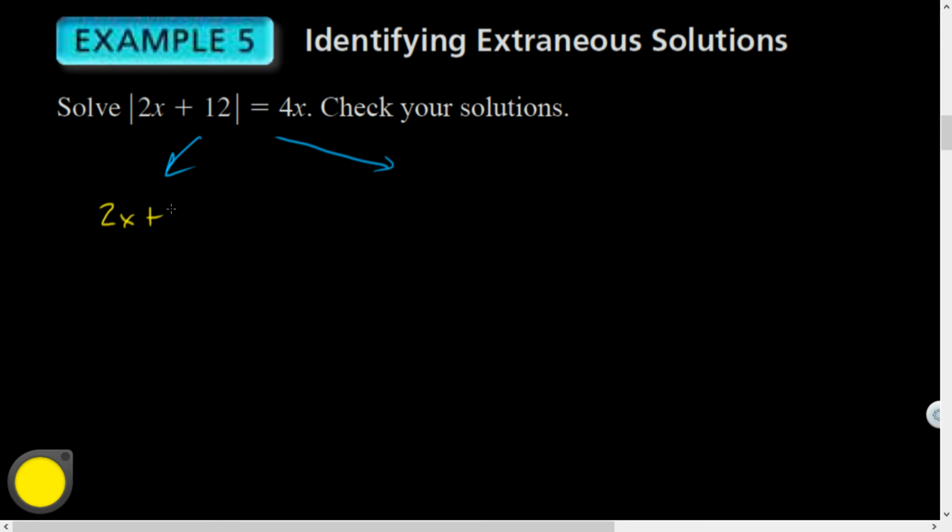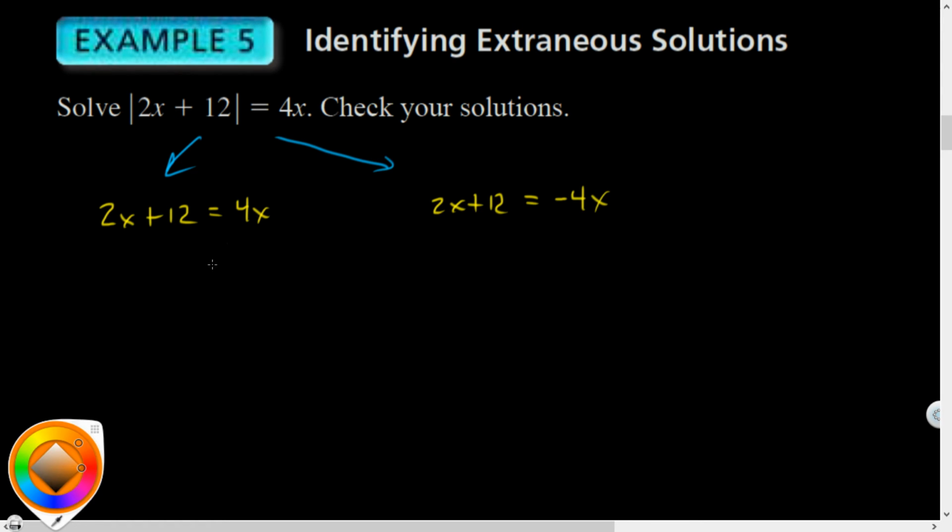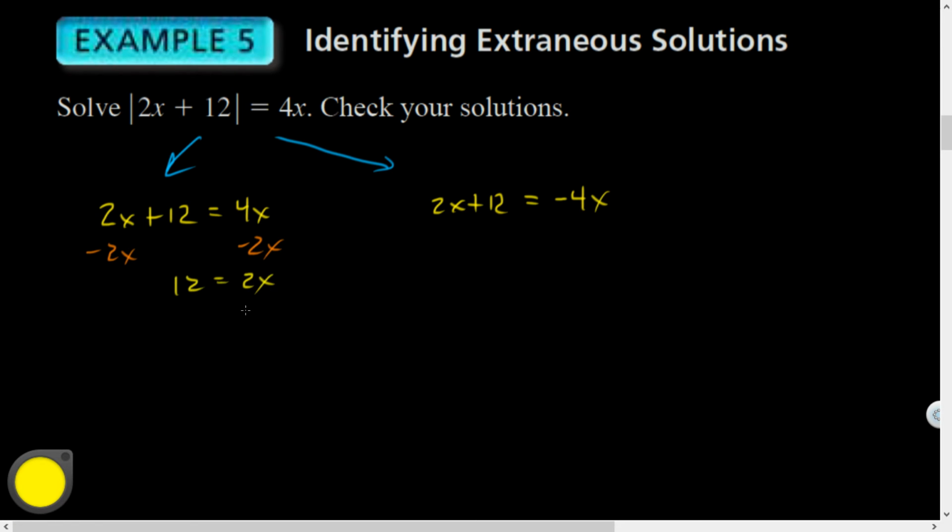2x plus 12 is equal to 4x, or 2x plus 12 is equal to negative 4x. All right, so I break it up into 2 cases. And now I'm going to solve each of these normal style. So I'll subtract 2x over here from both sides. I'd have 12 is equal to 2x.